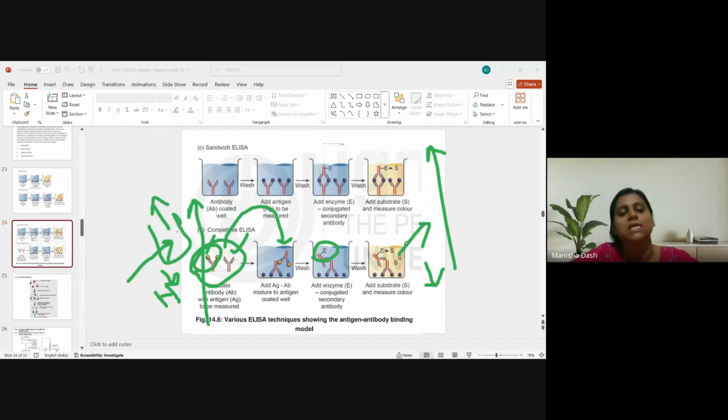So in the previous case, what we were seeing is that the more the color, the more the concentration of antigen or antibody. But in competitive ELISA, it is reverse. The more the color intensity means the less the antigen concentration, and the less the color intensity means the more the antigen concentration in your sample solution.